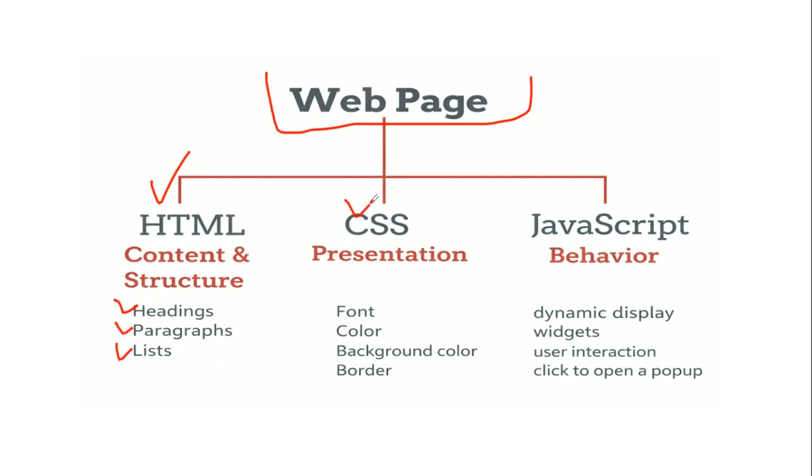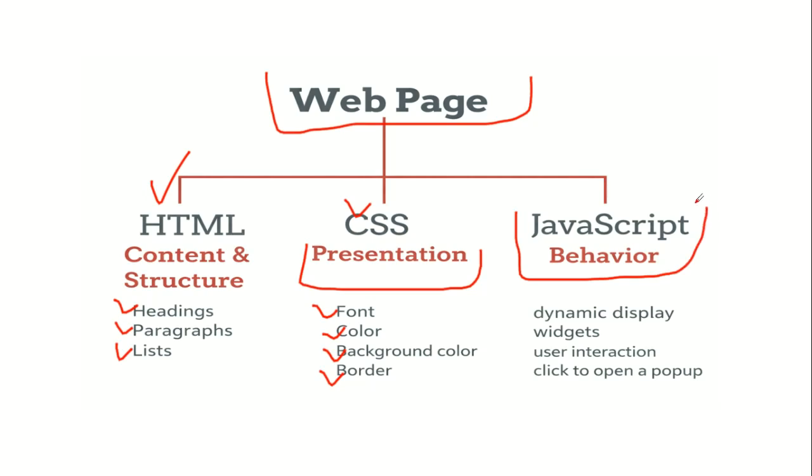Coming to CSS, we call this the presentation layer, everybody. Presentation layer means I can add font, color, background color, and border. All the styles I can add with the help of CSS. And later we will move to JavaScript.